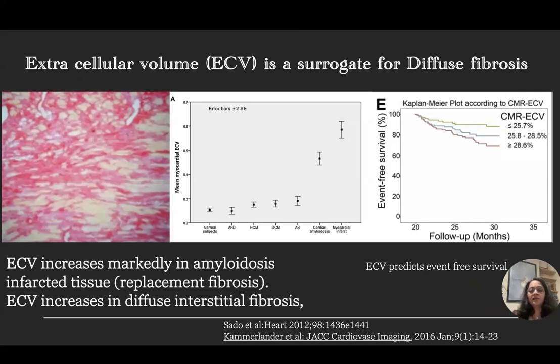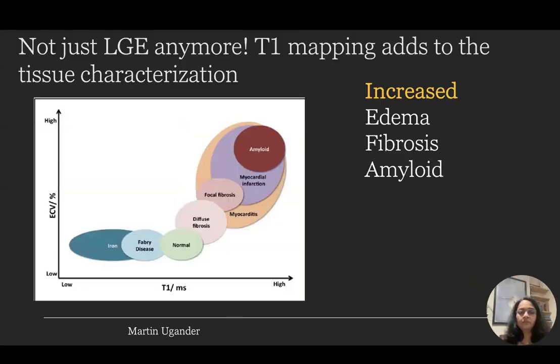As you can see in the middle graph, ECV is increased in most cardiomyopathies, including HCM, dilated cardiomyopathy, etc. However, in cardiac amyloidosis or infarcted tissue, there is marked expansion of interstitial space and the ECV is markedly elevated. ECV has also been shown to correlate with survival, with increasing ECV associated with increased cardiovascular events.